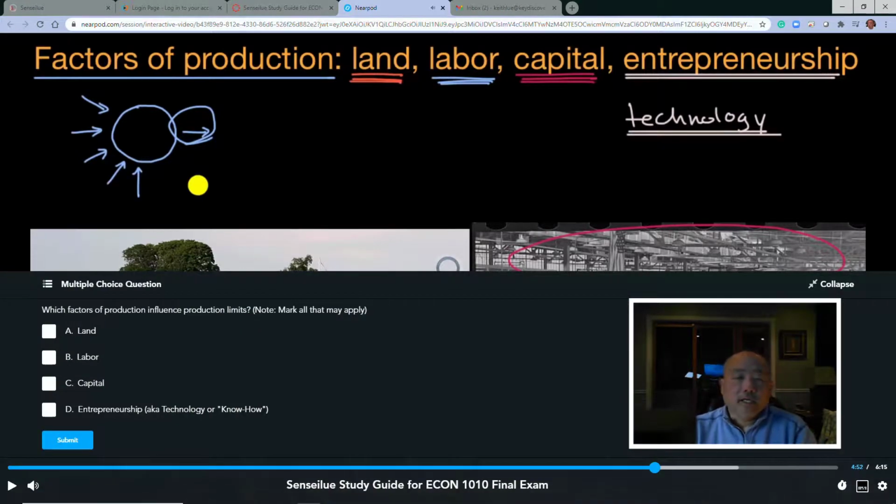Okay, so here we hit a multiple choice question. Which factors of production influence production limits? And you can select all that apply. So land, labor, capital, entrepreneurship, technical know-how. Which factors of production influence production limits? Well, they all would, wouldn't they? Land would, labor, capital, entrepreneurship, or technical know-how. Let's see what happens here.